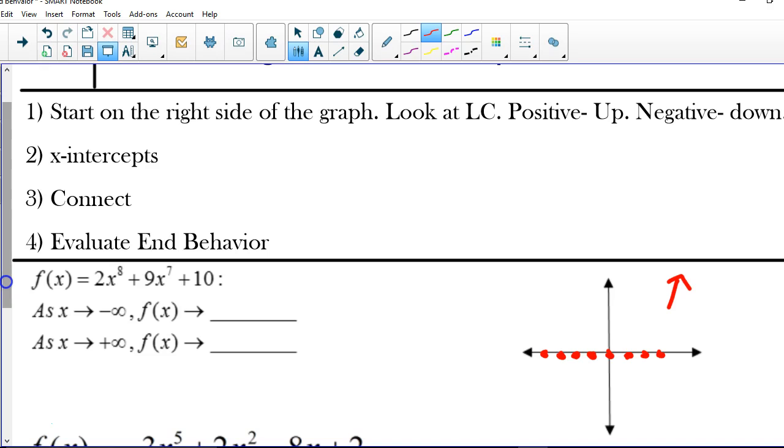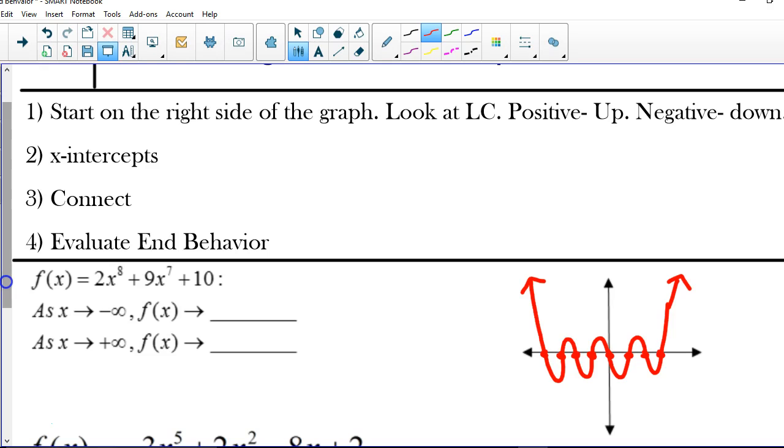Okay, now I have it, and step 3 says to do what? Connect. And I'm just going to go like this, like a little roller coaster ride. And now we can check, too. Is this degree odd or even? It's even. What did we say about even graphs? They end going which way? The same way. So we know we did it right. That's a way we can check.